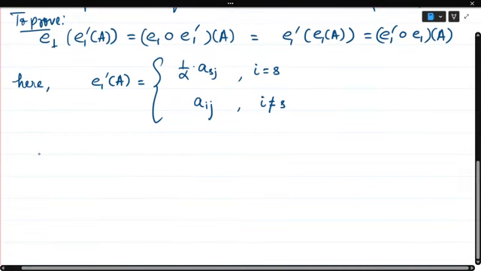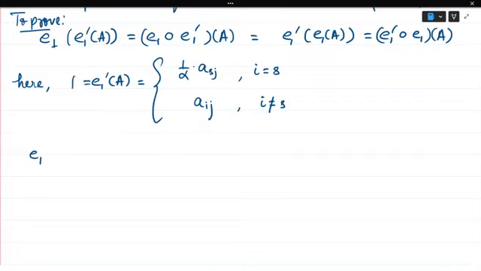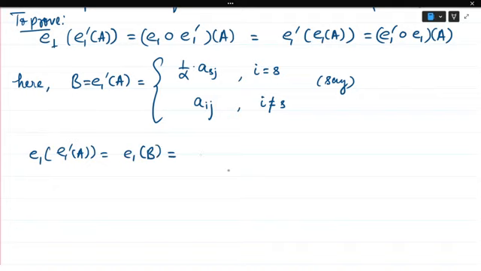Now, suppose we are considering this as a matrix B. If we apply E1 over E1 prime of A, it just simply means E1 over the matrix B. E1 over the matrix B is given by alpha times Bsj when i is equal to s, and it is simply Bij when i is not equal to s.